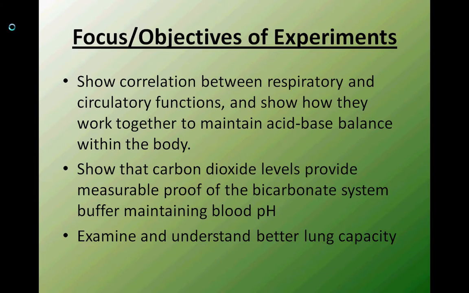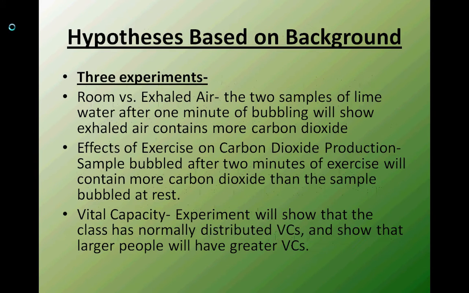The actual objectives of our experiments are listed on this slide. The first experiment is to show correlation between respiratory and circulatory functions and show how they work together to maintain the acid-base balance within the body, specifically the blood in this case. They also serve to show that the carbon dioxide levels provide measurable proof of the bicarbonate system buffer maintaining blood pH. And the last experiment serves to examine and better understand lung capacity.